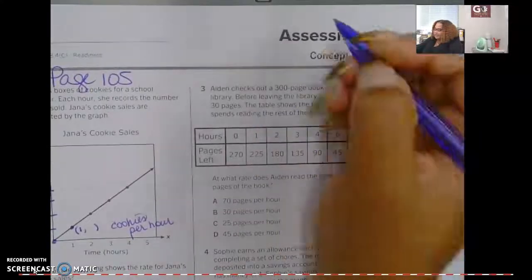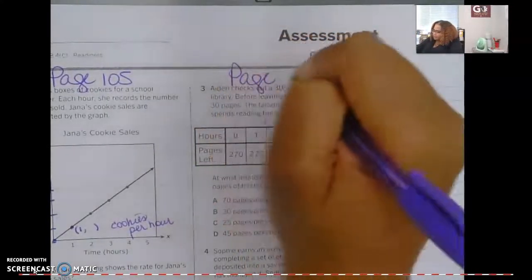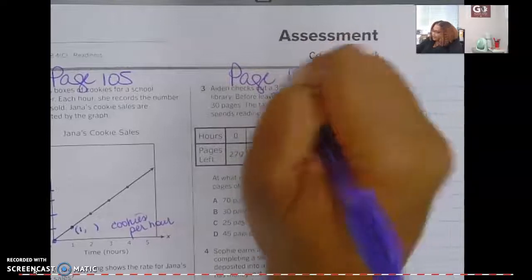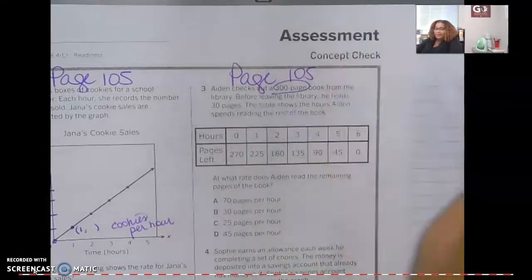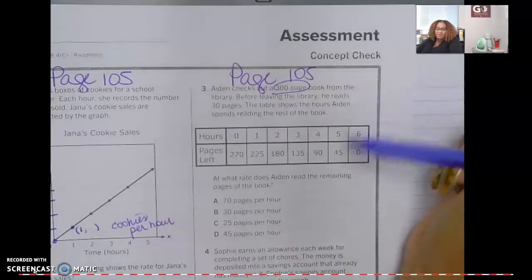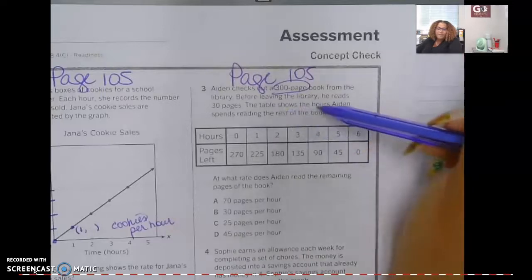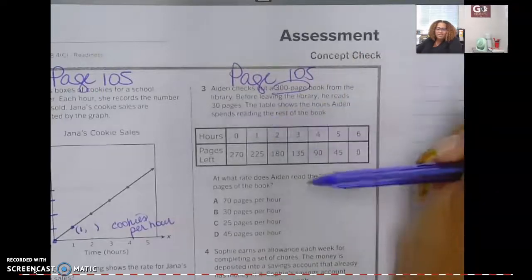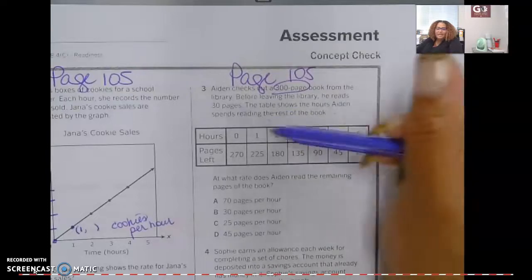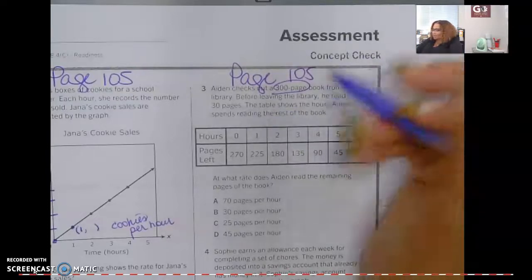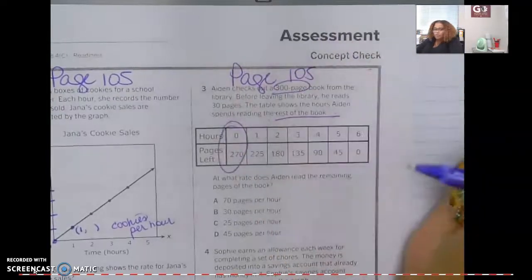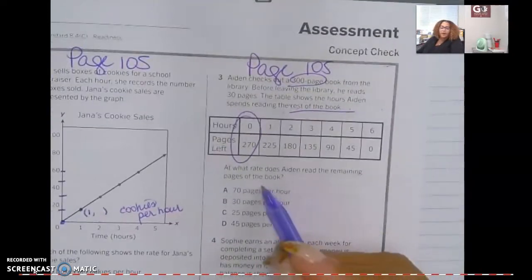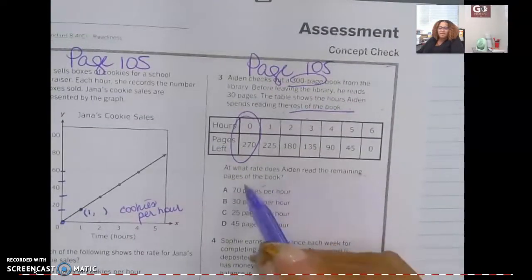It says Aiden checks out a 300-page book from the library. That's where he's starting. He's starting at 300 pages. Before leaving the library, he reads 30 pages. The table below shows the hours Aiden spends reading the rest of the book. Oh, so this is the rest of the book. We're actually starting at 270. At what rate does Aiden read the remaining pages of the book?